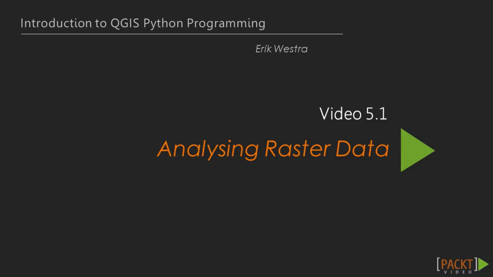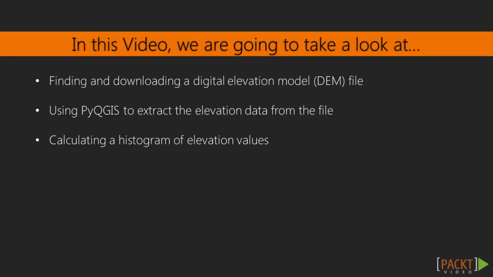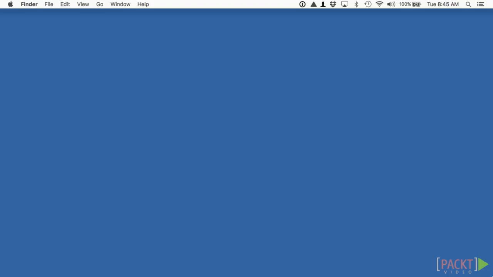In this first video, we will use PyQGIS to analyze some raster format elevation data. This will give you experience in working with raster format data using the PyQGIS library. In particular, we're going to find and download a DEM file or digital elevation model. We'll then learn how to use PyQGIS to read the contents of this file and use this to calculate a simple histogram of distinct elevation values. A digital elevation model or DEM file is a raster format data file containing elevation values. Let's download a DEM file so that we can have a play with it.